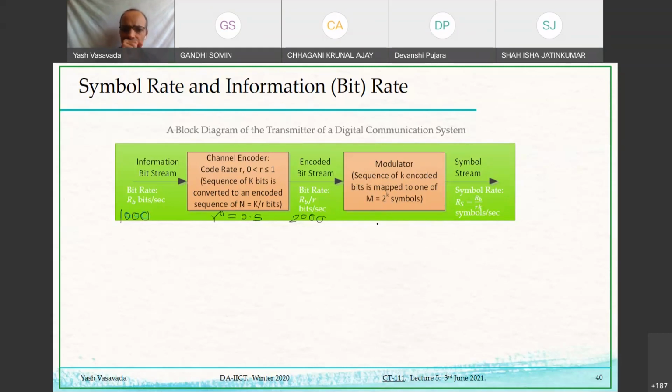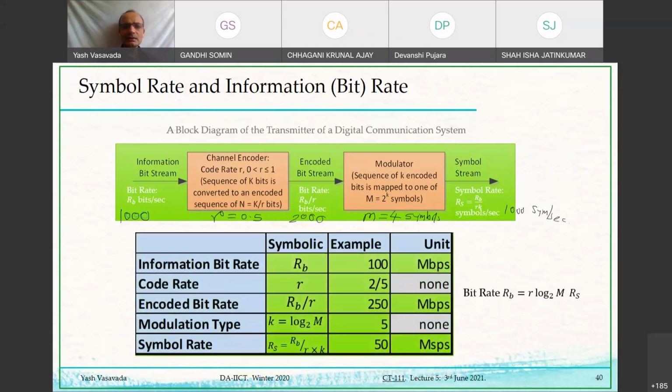Now let us say that we are using QPSK. So we are using M equal to 4 symbols, which means that we are taking 2 bits at a time and converting them to a symbol. And so now this 2000 bits per second will become 1000 symbols per second. Essentially, RS is going to be RB divided by r, which is the input, divided by K, which is log base 2 of M. In this case, we divided 2000 by 2 to get 1000 symbols per second.